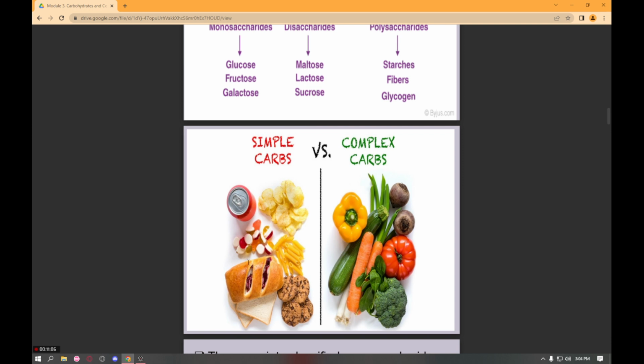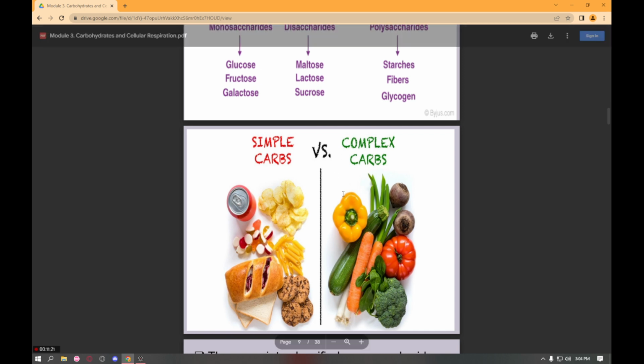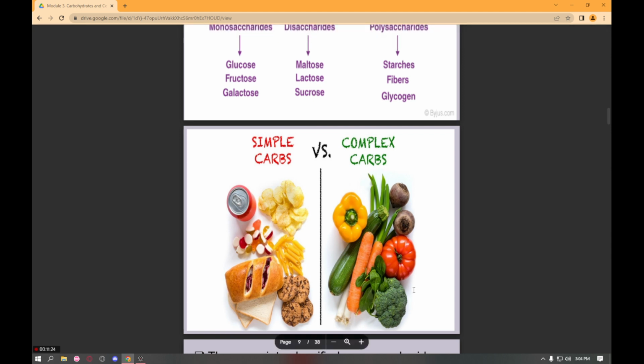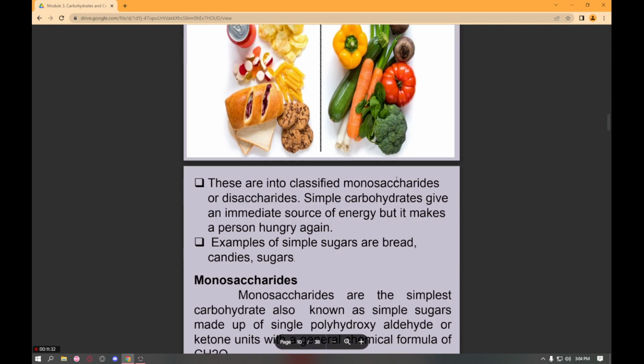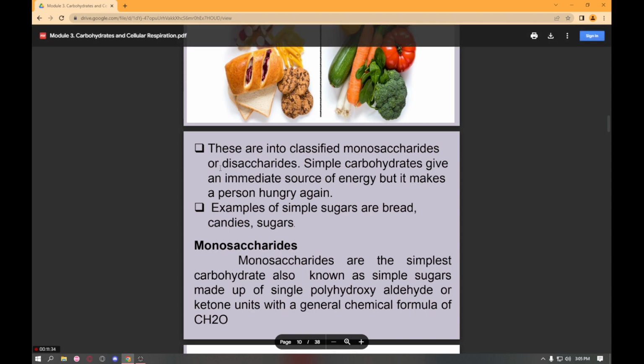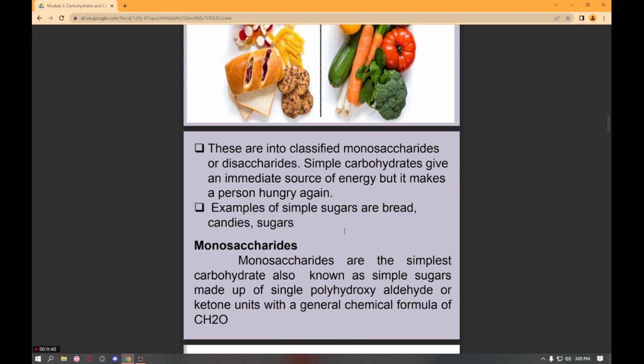If there are nutrients in your soft drink, it goes into the bloodstream, not into your kidneys for excretion. These are the examples of your complex carbohydrates. These came from some fruits and also from vegetables. The green leafy vegetables are under the complex carbohydrates. Monosaccharides or disaccharides are classified as simple. Your simple carbohydrates give an immediate source of energy, but it makes a person hungry again.